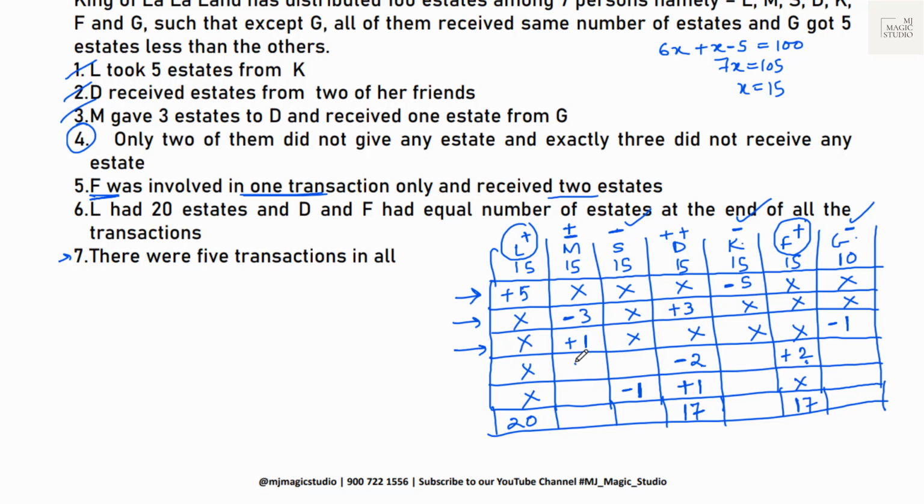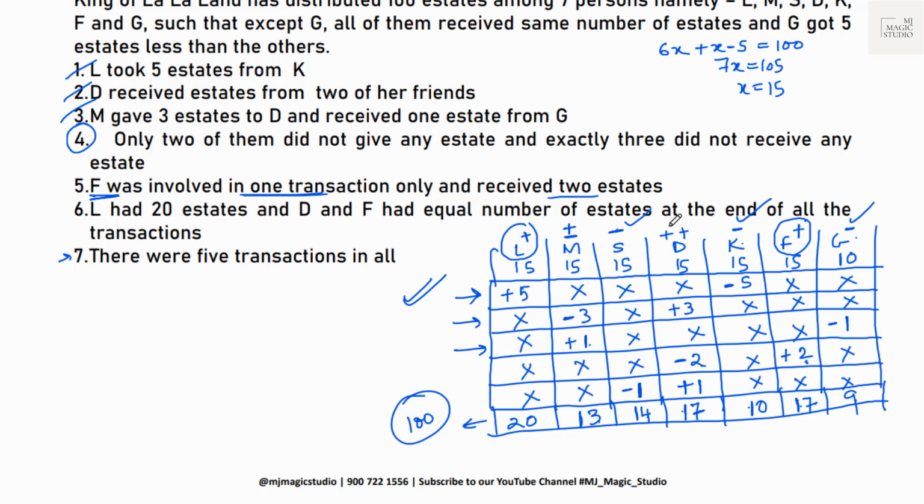Yes, because M has no more transactions. 15 minus 3 is 12, plus 1 is 13. S has only a single transaction done, 14 left. D, 17 we have got. K is done, 15 minus 5 is 10. G is done, 10 minus 1 is 9. Now what we need to check is whether this total gives us 100 or not. 20, 30, 40, 50, 60, 70, and 7 plus 3, 80, 7, 4, 11 and 9, 20. It is giving us 100. So this is our final list.